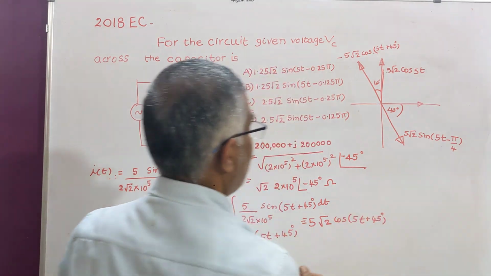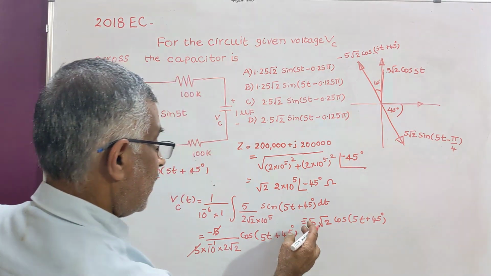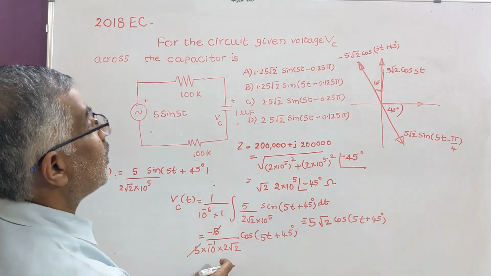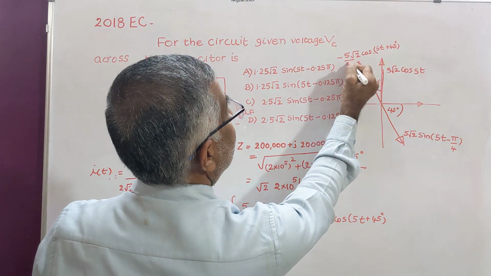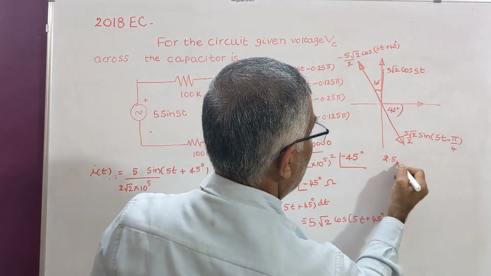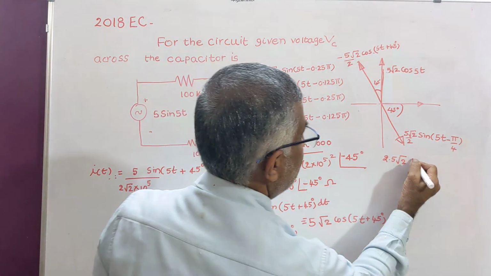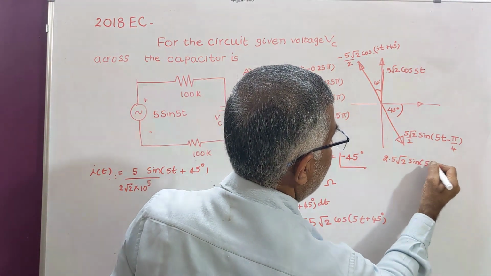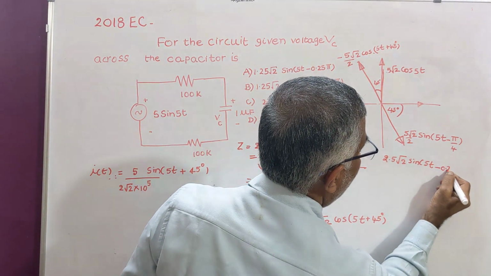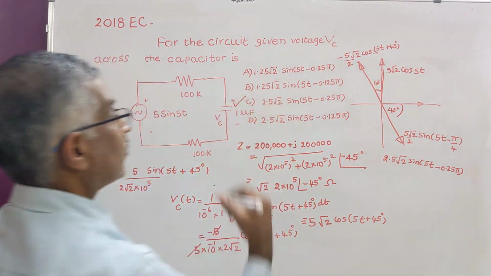Now 5 root 2, and there is one more 2 here. I have forgotten that. That is 2.5 root 2 sine 5t minus pi by 4, that is 0.25 pi. So C option is correct.